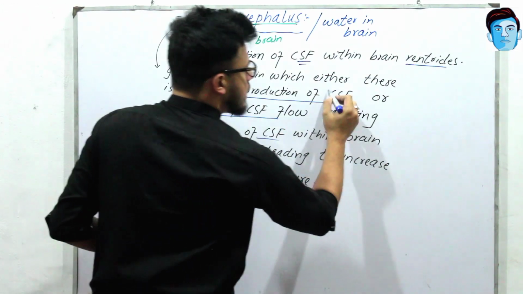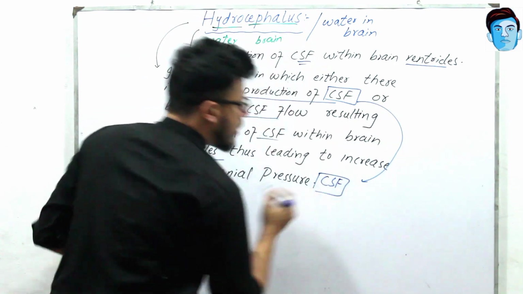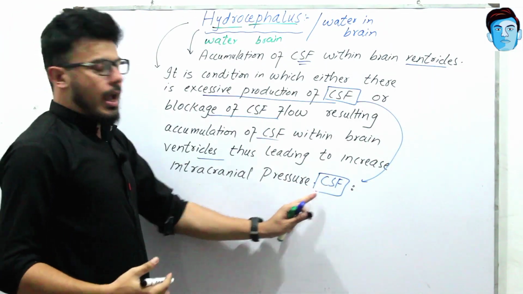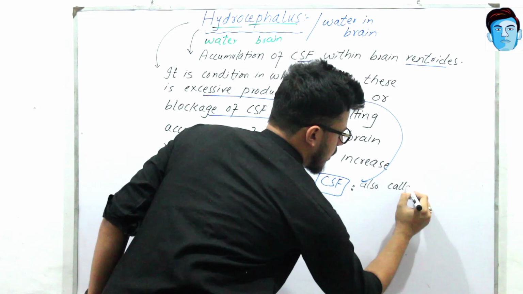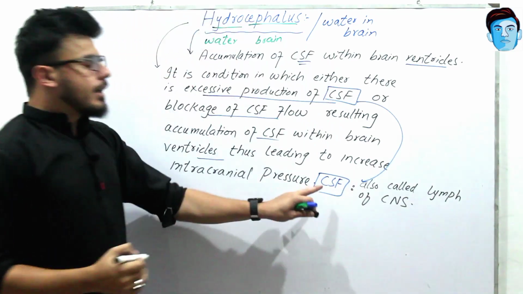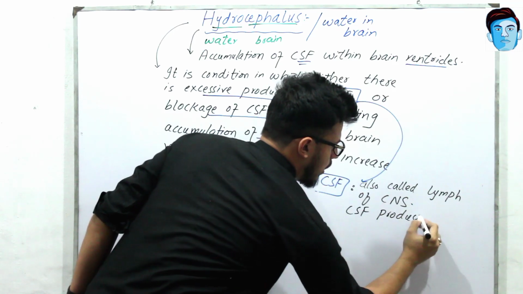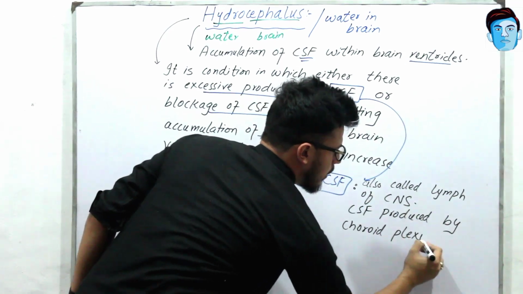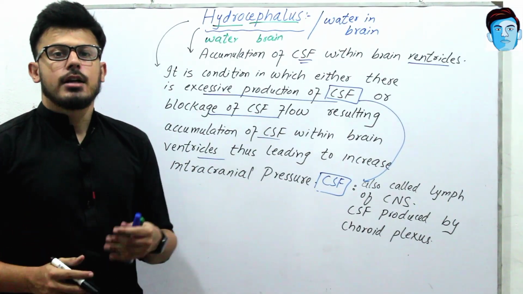Now what is actually CSF? CSF is cerebrospinal fluid, and it is also called the lymph of the CNS. Now, where is the CSF produced? CSF is produced by the choroid plexus. And what is the choroid plexus? These are a bunch of capillaries.